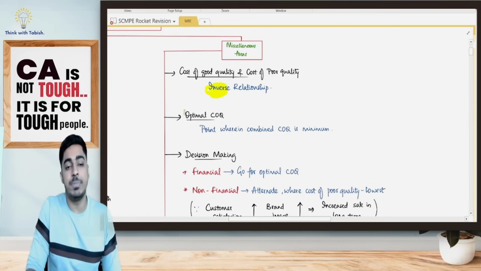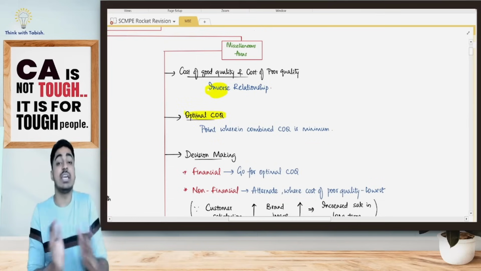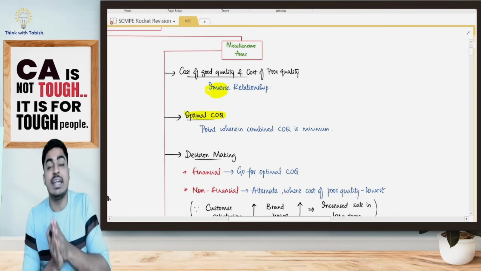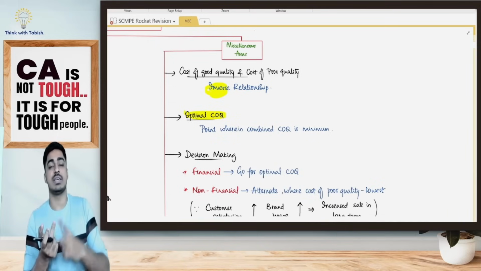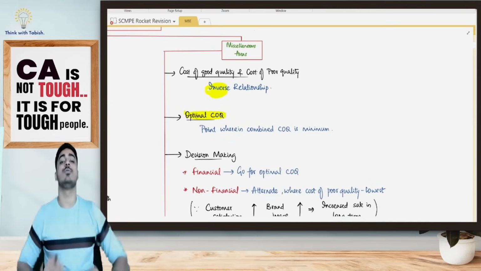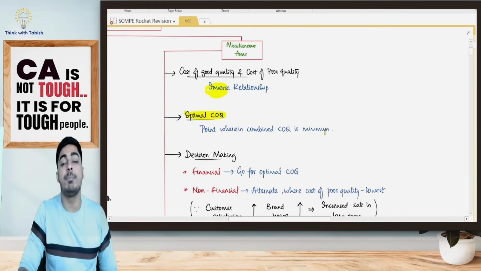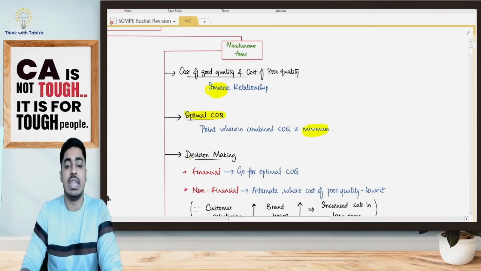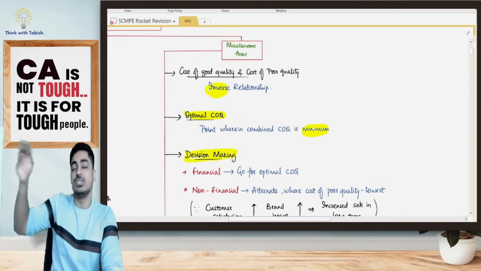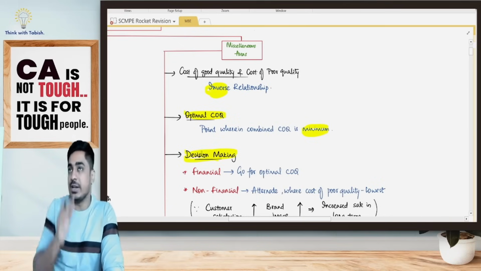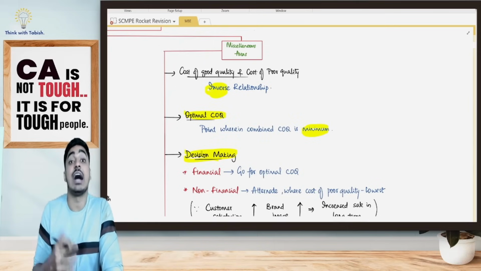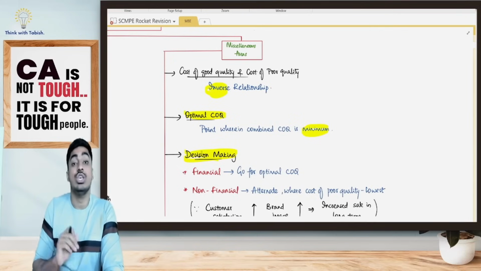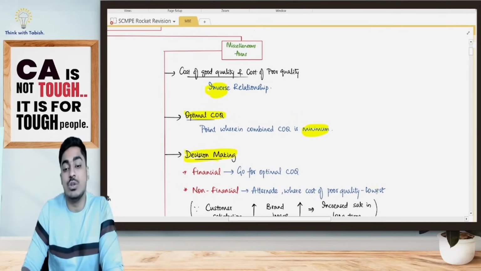Now, what is my optimal cost of quality? From a practical perspective, we are telling go for that level wherein your combined cost of quality, that is the total of the four costs, prevention, appraisal, internal failure, external failure, combined of the four costs is minimum. That is my optimal level of cost of quality. Now, how do we take a decision? Which option to go for? From a financial perspective, always go for your optimal COQ because there your total cost of quality is minimum. However, from a non-financial perspective, you can also go for that alternative wherein your cost of poor quality is lowest.